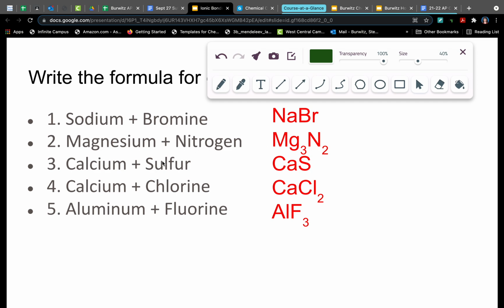Okay, you should get that magnesium has a +2 charge and nitrogen has a -3 charge. So if you do the switcheroo, you should get Mg subscript 3, N subscript 2. Calcium and sulfur. Calcium has a +2. Sulfur has a -2, so we just need 1 of each. Chlorine has a -1. We already established calcium has a +2, so we need 2 chlorines. Aluminum is a +3, as discussed in the previous slide. Fluorine is a -1, so we need 3 fluorines to cancel out that +3 for aluminum.